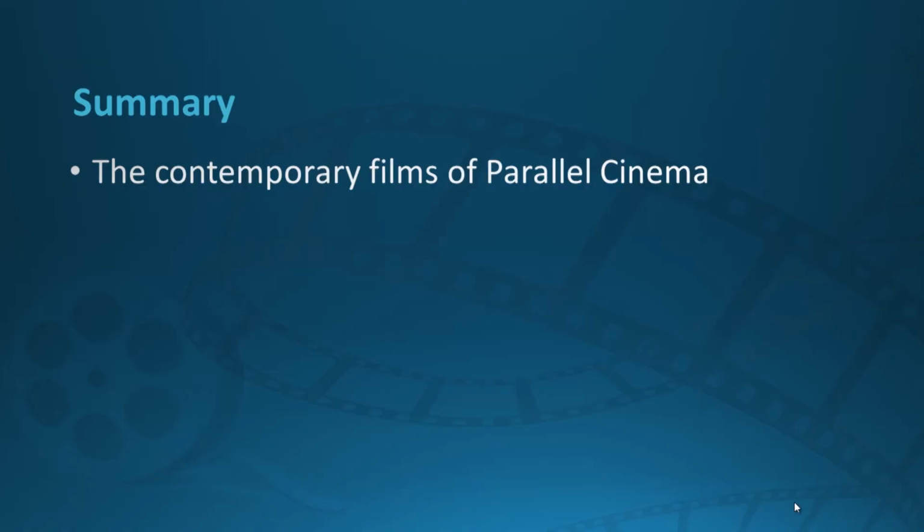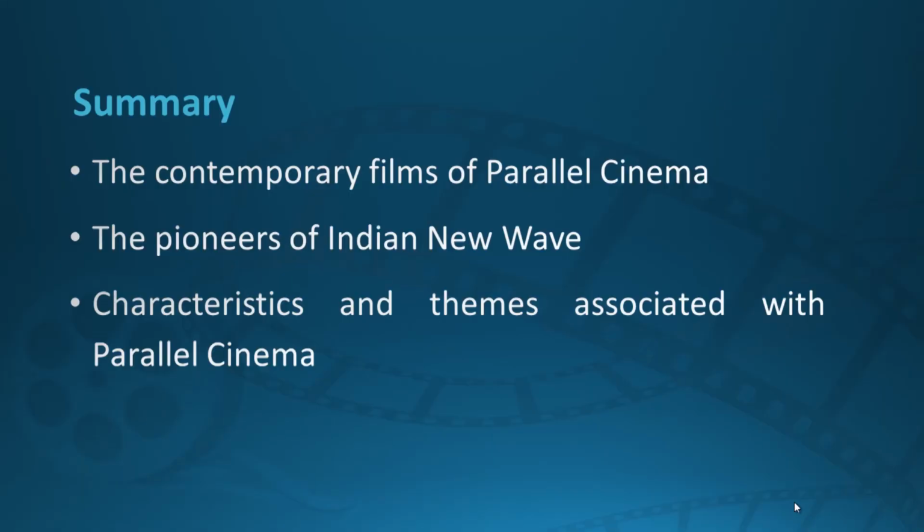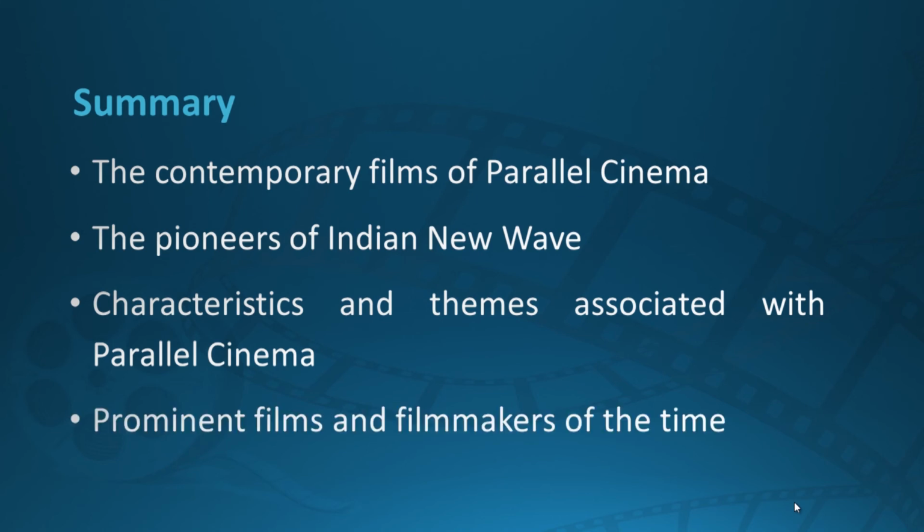We have delved into the concept of parallel cinema. What does it mean? Where does this term come from? We talked about the mainstream cinema of the time, and how the films that were coming up, which were different in the way they were treating their material, led to this concept of parallel cinema. We also talked about who the pioneers of the Indian New Wave were. We discussed the basic characteristics and themes associated with this kind of filmmaking, and we also discussed some prominent films and filmmakers of the time.